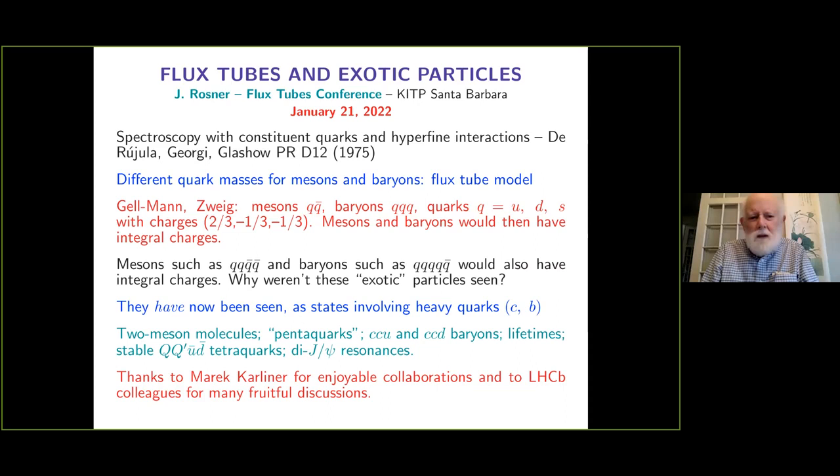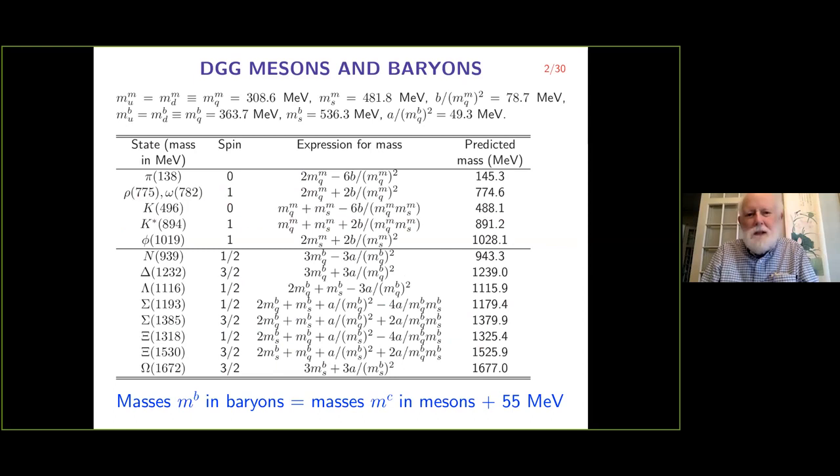So we're going to discuss two meson molecules, pentaquarks, CCU and CCD baryons, lifetimes, stable two heavy quark, two light anti-quark tetraquarks, and if we have time, also the J/psi pair of resonances. So I want to thank Marek Karliner for many enjoyable collaborations, and our LHCb colleagues for many fruitful discussions. Okay, now we turn the page.